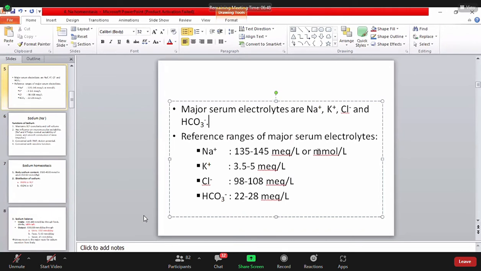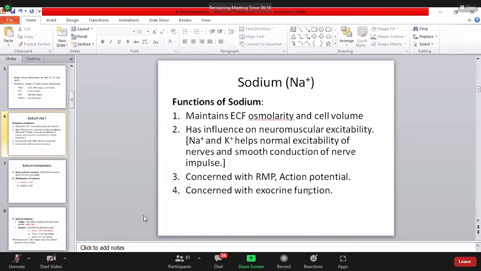Sodium is 135 to 145 milliequivalent per liter. Potassium is 3.5 to 5 milliequivalent per liter, and bicarbonate ion is 22 to 28 milliequivalent per liter. All of you have to remember these normal ranges or reference ranges very well, because of the viva questions and also the written exam. These were already discussed in your last class.